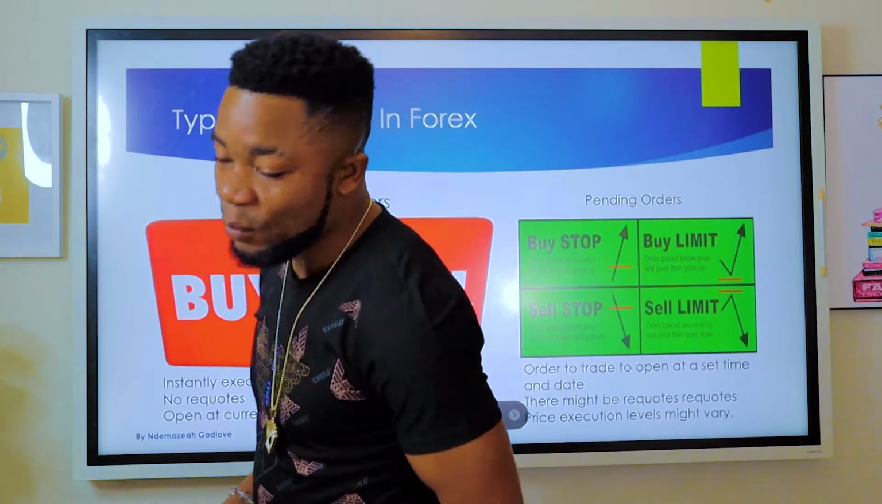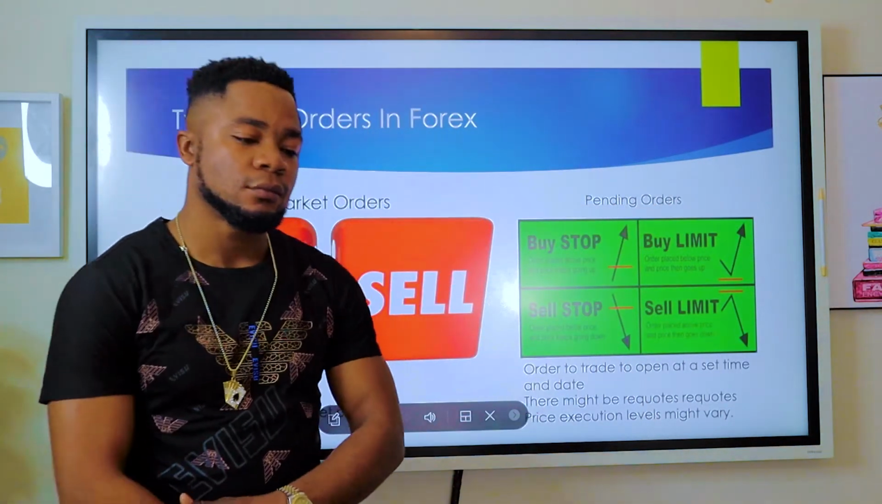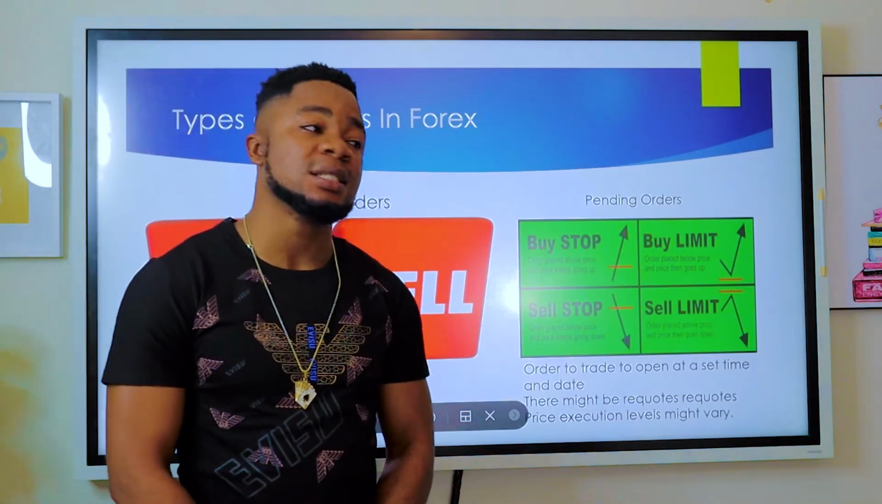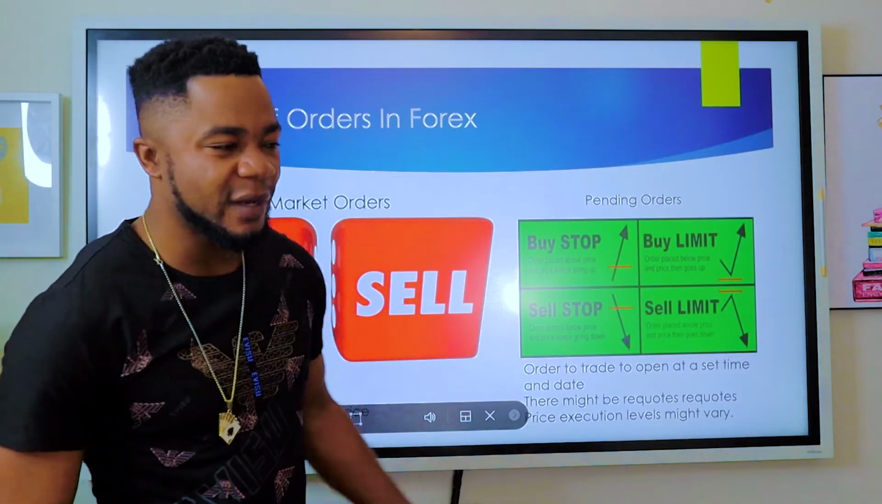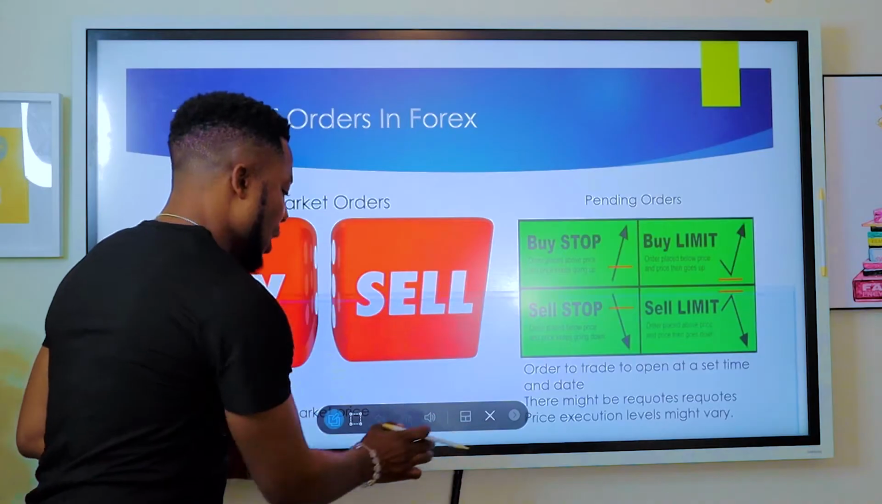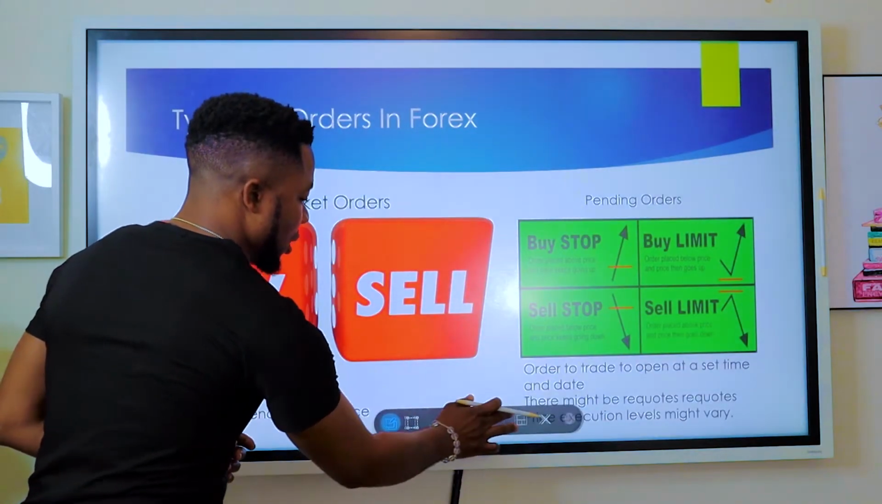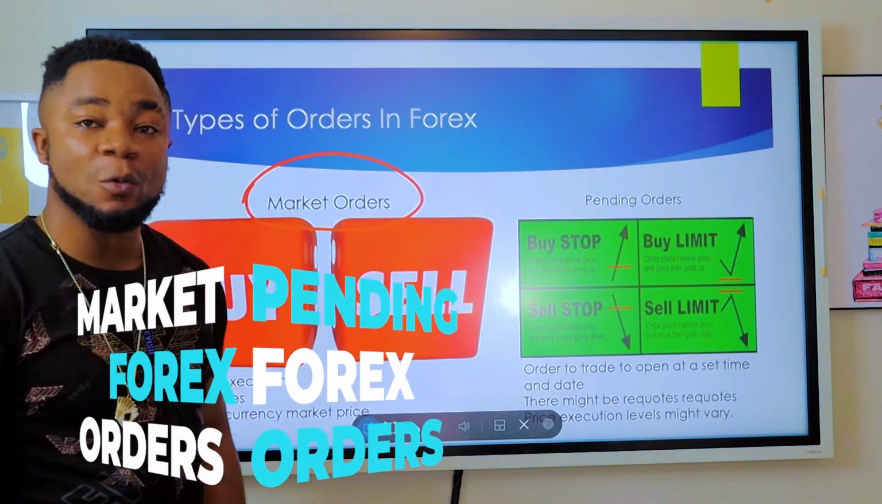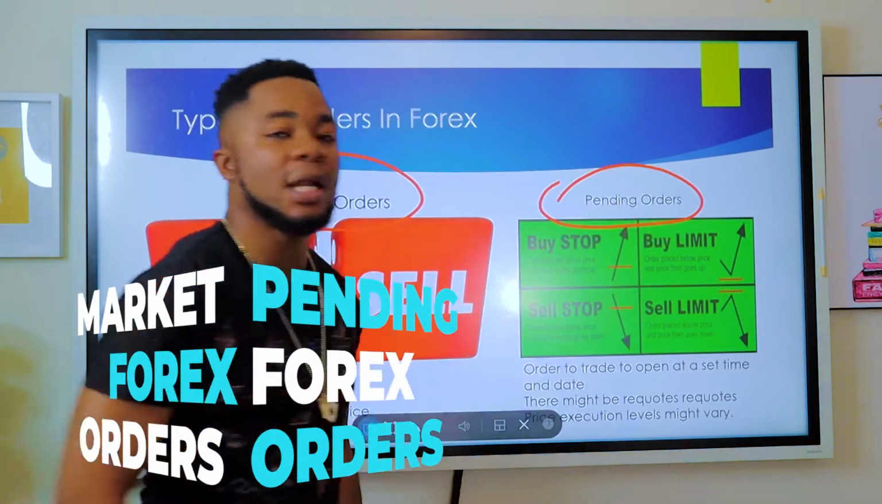So in Forex trading, we have two types of orders. No matter what you are trading, whether you are trading indices, stock, or Forex, or whatsoever, we have two types of orders. So in Forex trading, we have what we call market orders and we have what we call pending orders.